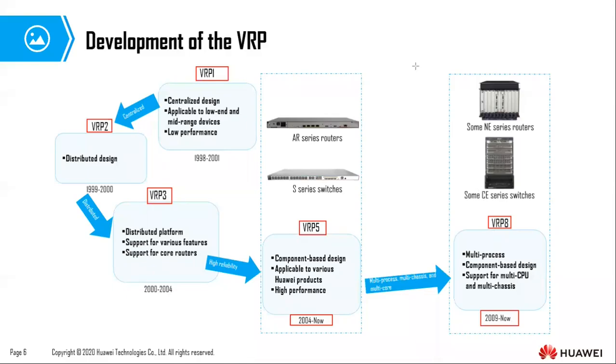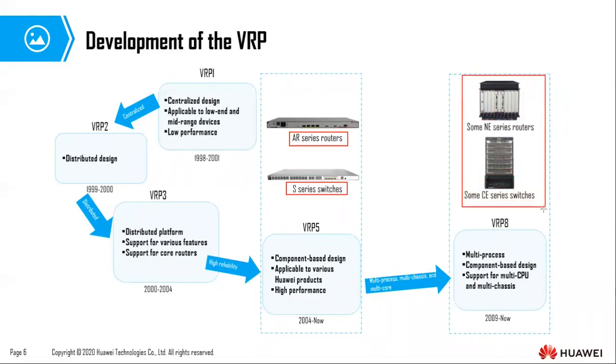So remember, Sarah asked the other day, what are some of the things that you look at when you go to purchase a device? You might need to look at the VRP version that particular device is running. Currently, the AR series routers and S series switches are running VRP version 5, while VRP version 8 is mostly for the data center series routers and switches.